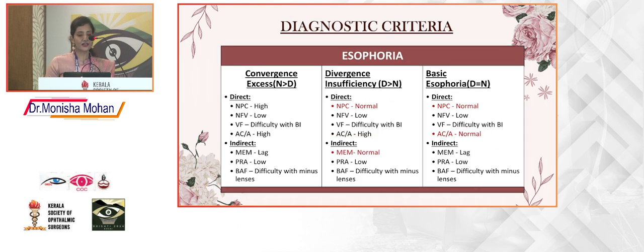Next is the diagnostic criteria for esophoria. So here we are just going to speak on convergence excess. So with excess, NPC is going to be high. The negative fusional convergence is going to be low because they're going to have difficulty with base in, and the AC/A ratio is going to be high because of excess of convergence. Again, the lag, the patient is trying to overcome the convergence excess, so they're going to have a lag. PRA is going to be low, difficulty with the minus lenses.